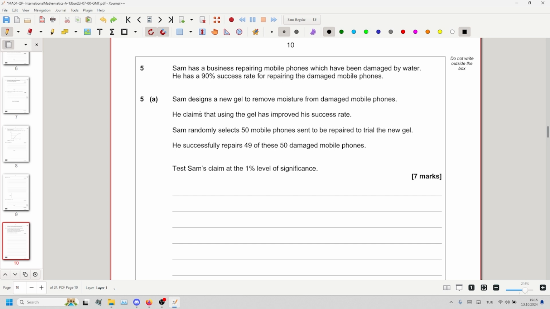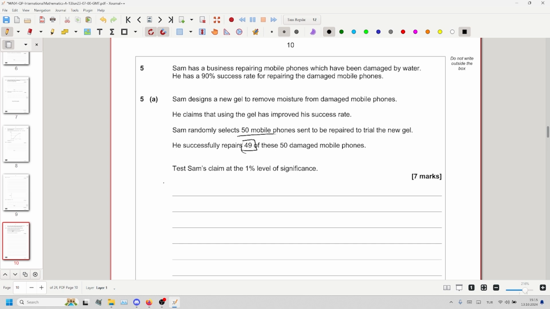So according to him, he claims that he has improved his success rate from 90% to something higher. And here we're going to have an n value of 50, and our test value is going to be 49. And it asks us to do this with a 1% level of significance.